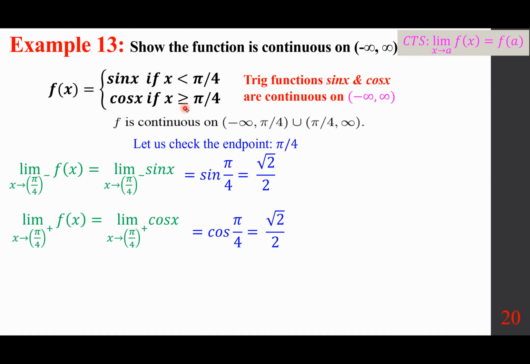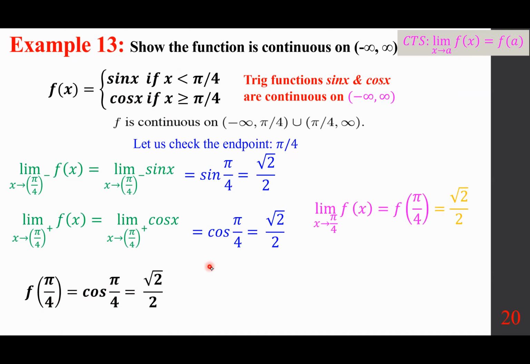And as far as the functional value is concerned, you have to look at the pieces, and the one with the equality is the functional value. So f of pi over 4 will use the second piece, cosine x. So it becomes cosine of pi over 4, which is also square root of 2 over 2. So again, why are we using this for the functional value? Because of the equality. So the limit of f of x as x approaches pi over 4 and f of pi over 4, they are identical, square root of 2 over 2. And that means it is continuous at pi over 4.